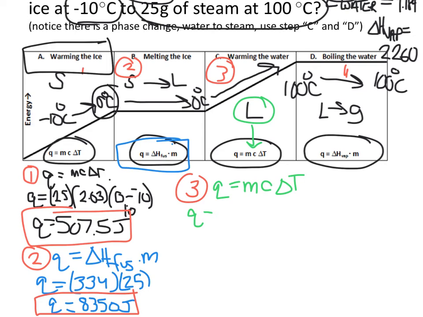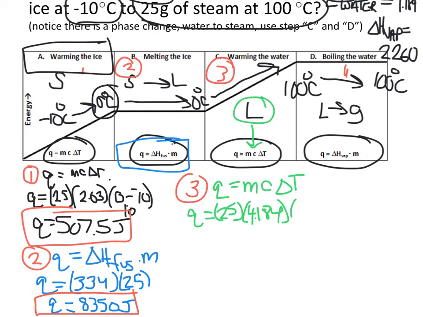So let's do that. The mass we know is still 25. That's the same throughout. The specific heat of water, if you remember from our previous problems, and you can always look up on our old worksheets or on Google or something, the specific heat of water is 4.184.